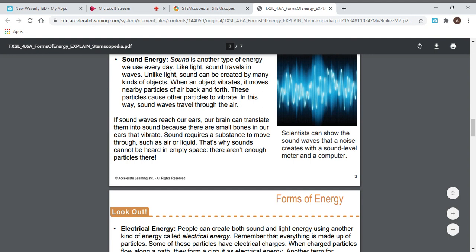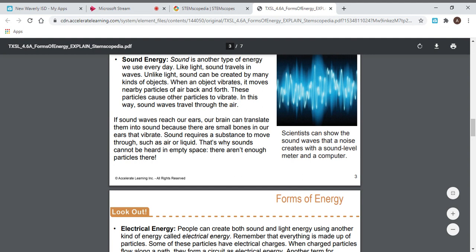If sound waves reach our ears, our brain can translate them into a sound because there are small bones in our ears that vibrate. Sound requires a substance to move through, such as air or liquid. That's why sound cannot be heard in empty space. There aren't enough particles in there.